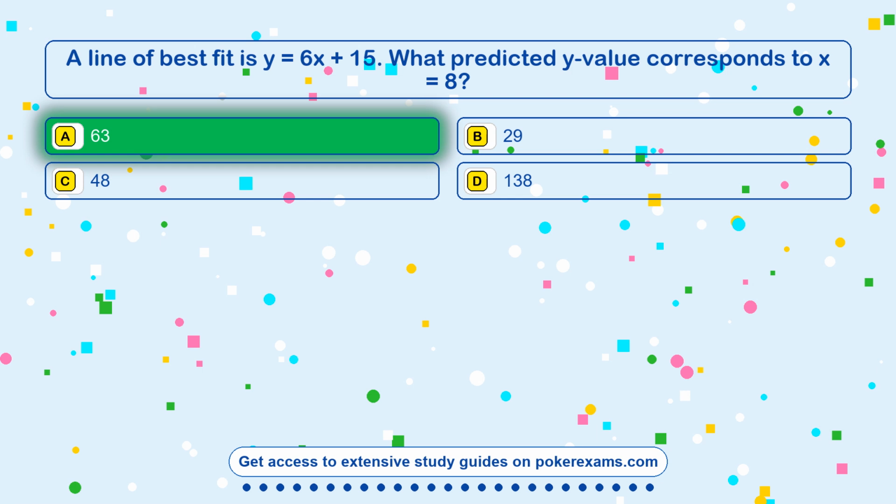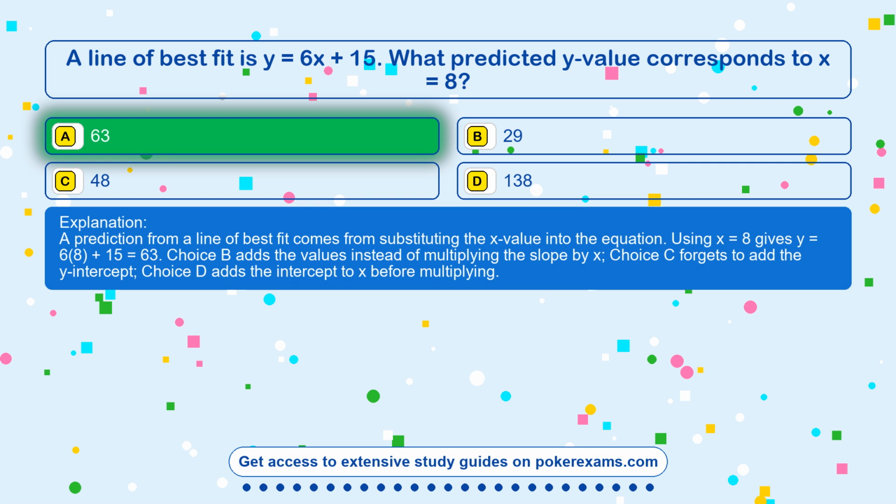The correct answer is option A, 63. A prediction from a line of best fit comes from substituting the x-value into the equation. Using x equals 8 gives y equals 6 times 8 plus 15 equals 63. Choice B adds the values instead of multiplying the slope by x, choice C forgets to add the y-intercept, choice D adds the intercept to x before multiplying.